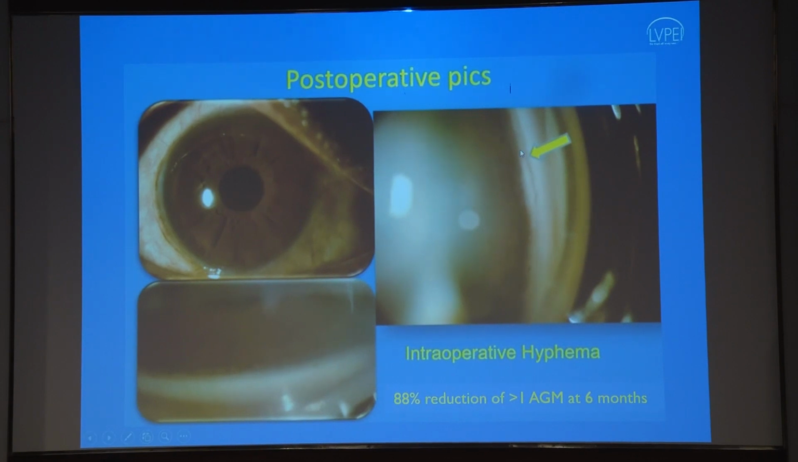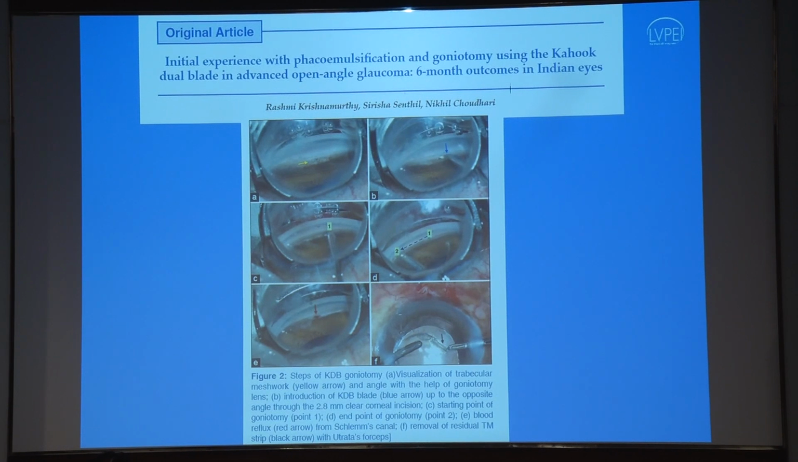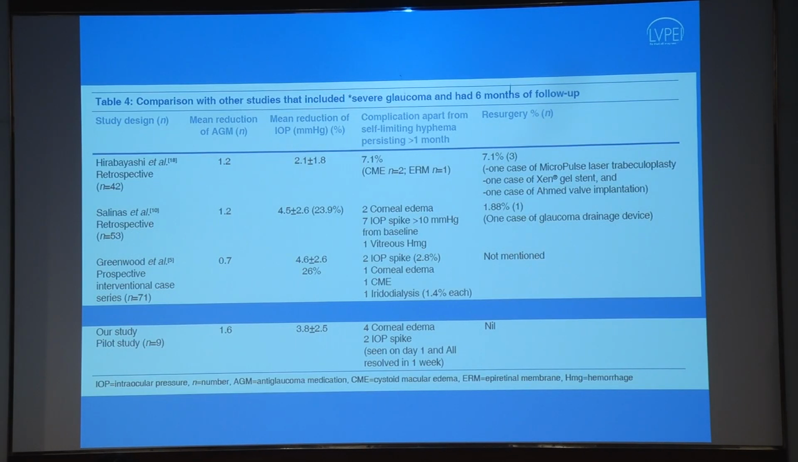Post-operatively, here we can see the cleavage cleft, and almost 75 to 80% of patients have some amount of hyphema, but it all reduces by 2 to 3 weeks of time. This is our original article published in IGO about our initial experience with phacogoniotomy using the Kahook dual blade. It was a pilot study with 9 patients, where we had seen a reduction of around 25 to 30% in the intraocular pressure, and the mean reduction of AGMs was about 2 AGMs from the patient's AGM profile.